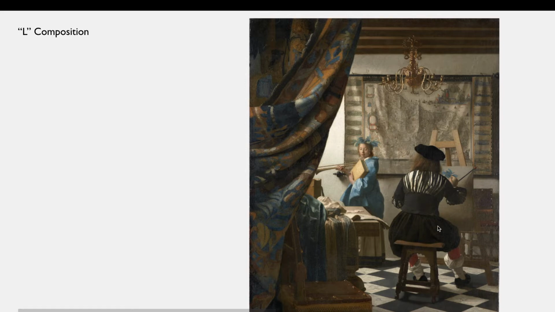Most of our main figure and attention is going to be pulled into the bottom right-hand side of the corner where Vermeer is actually painting the figure. So once again, talking about a directional line and a directional shape to guide us through the composition.